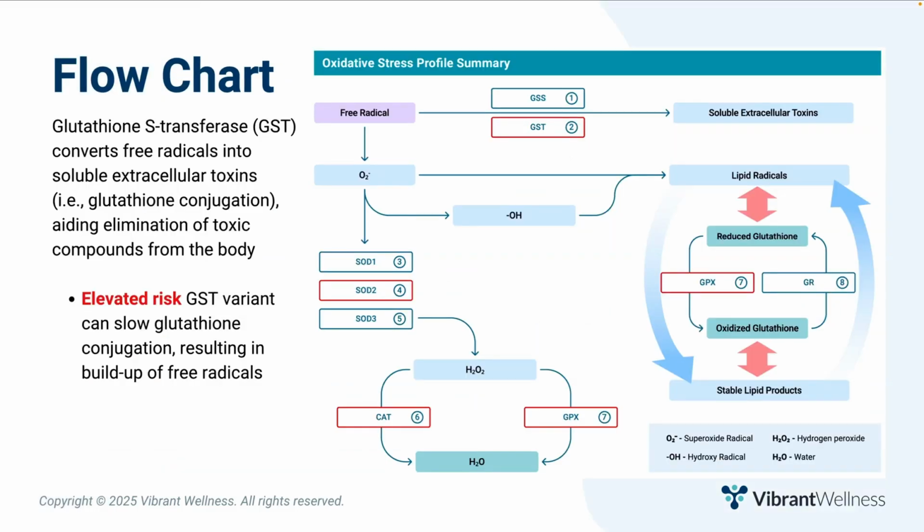What does this look like exactly? Well, according to the flowchart included in the oxidative stress profile summary, the enzyme glutathione S-transferase plays an important regulatory role in detoxification by converting free radicals into soluble extracellular toxins so they can be eliminated from the body. However, an elevated risk glutathione S-transferase variant, as indicated by the red rectangle, can slow glutathione conjugation, resulting in a buildup of free radicals. Instead, the free radicals go down the alternate pathway.